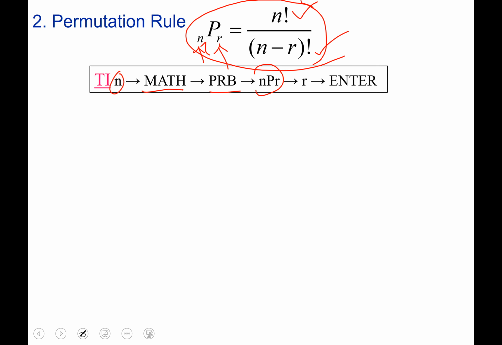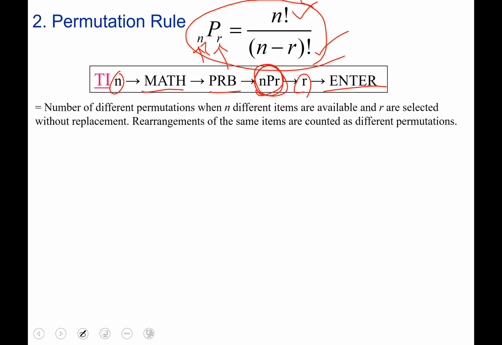Then this is the name of the program. Okay, it's nPr, n permutations, choose r many objects. You'll have to tell it r, and then you run the program. What that will output for you is the number of different permutations when n different items are available and r many of those items are selected without replacement. Rearrangements of the same items are counted as different permutations.